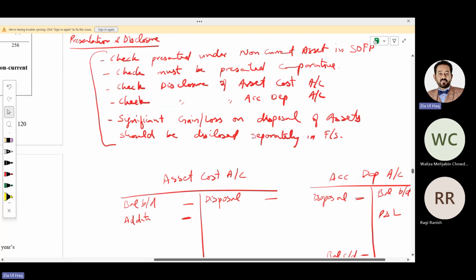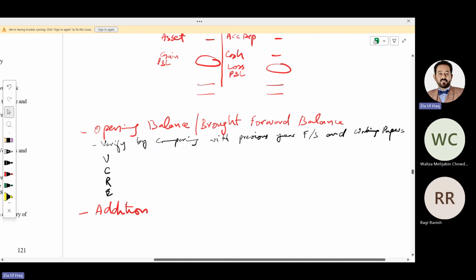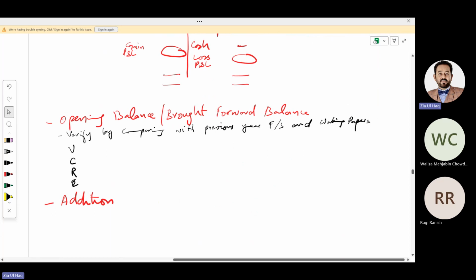If we were the auditor in the previous year, there is only one procedure: verify by comparing with previous year financial statements and working papers. But if we were not the auditor in the previous year, then there are 6 procedures to verify opening balances: 2 for valuation, cost and depreciation, 1 for completeness, 1 for rights and obligations, and 1 for existence, altogether 6 procedures. Can you understand this? An examiner could ask: write down substantive procedures to verify opening balances of non-current assets.